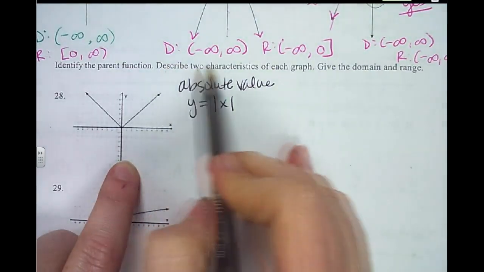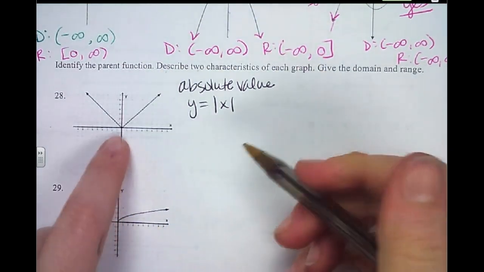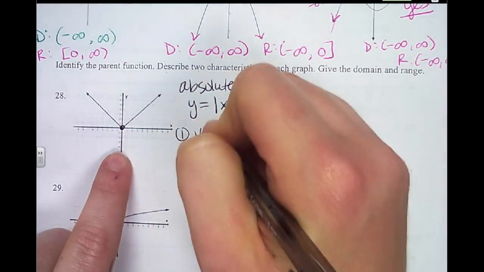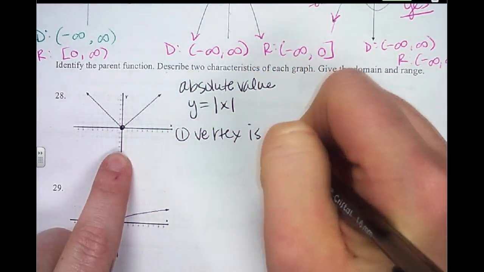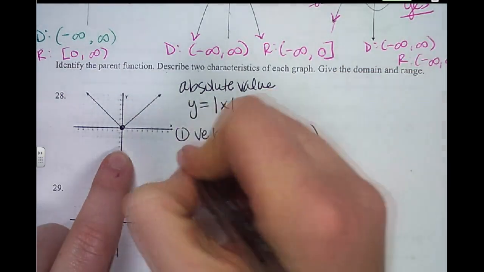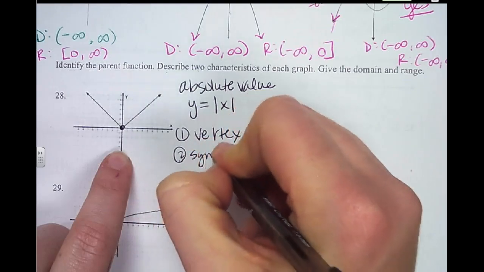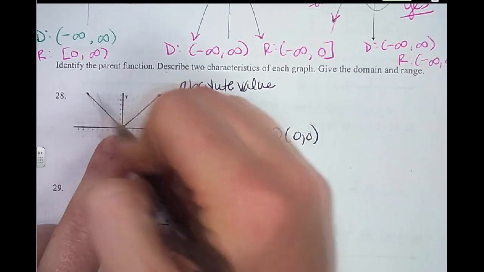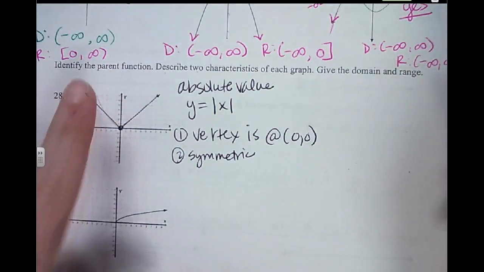Okay, it says describe two characteristics of the graph. So I'm going to say one thing is the vertex. The vertex is at (0, 0). And I'm going to say, secondly, it's symmetric. So this side looks exactly like this side. It's like a mirror image of itself.